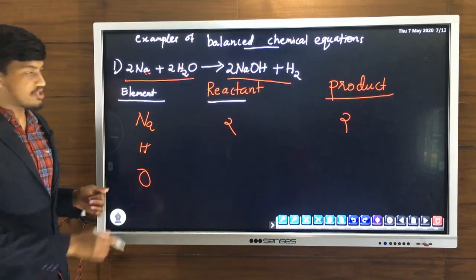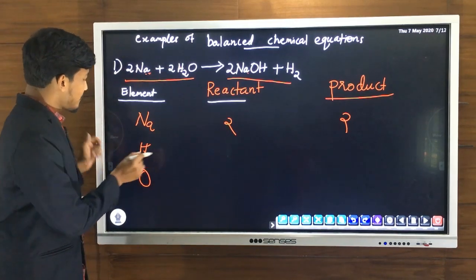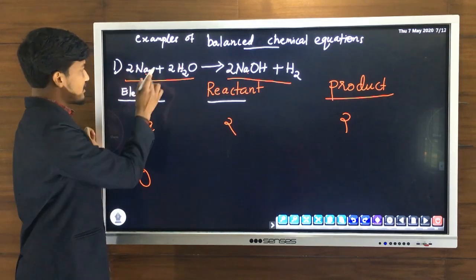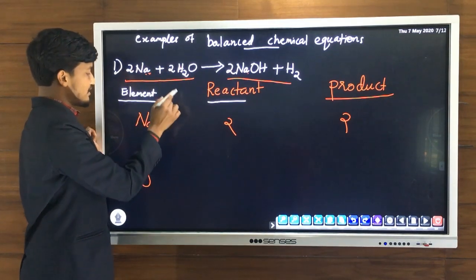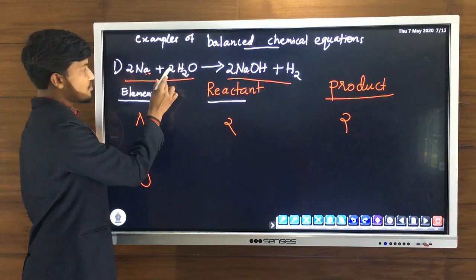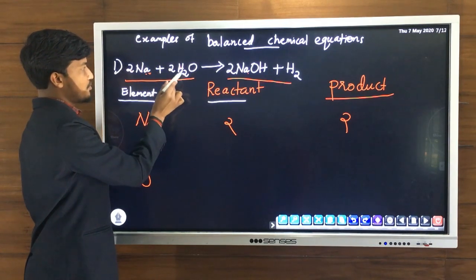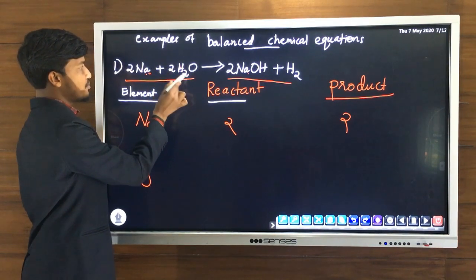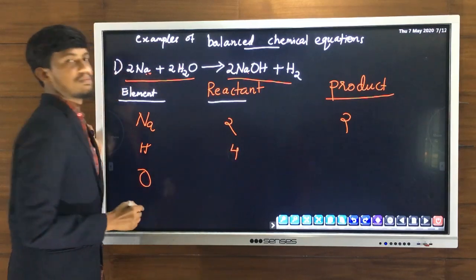Now hydrogen, H. There is no H in the first reactant, and in the second reactant there is H. 2 is the coefficient, so 2 2s are 4. So the number of hydrogen atoms is 2 into 2, 4.